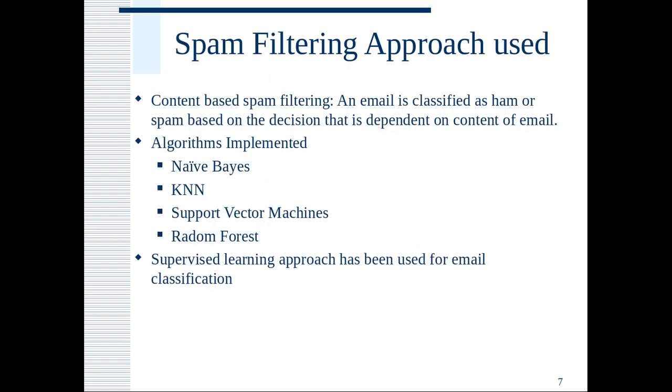In this project, a content-based and supervised spam filtering approach is used. Content-based implies that the decision of whether an email is ham or spam is based on the content of the email. For example, an email having words like lottery or offer is more likely to be a spam email. Supervised learning is an approach in which a model is prepared from a training dataset having known labels. The model prepared is later used for prediction. The following 4 algorithms have been implemented in this project: naive Bayes, k-nearest neighbor, support vector machine and random forest.